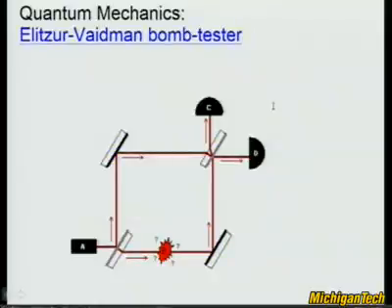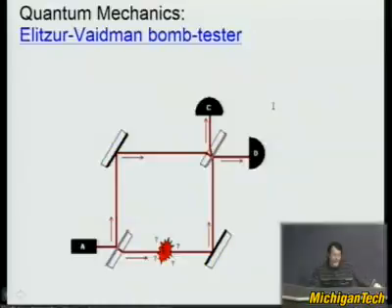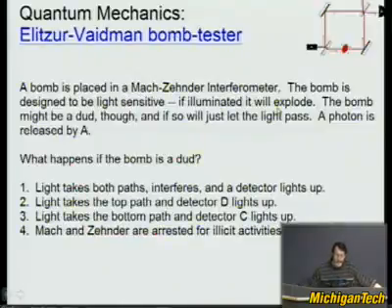Okay, so this can be used to test for bombs. I am not making this up. And the people who thought of this are Elitzur and Vaidman, and they were going to come up with a way of using the Mach-Zehnder interferometer to test for bombs without exploding them. This sounds like something out of Monty Python, so here we go.